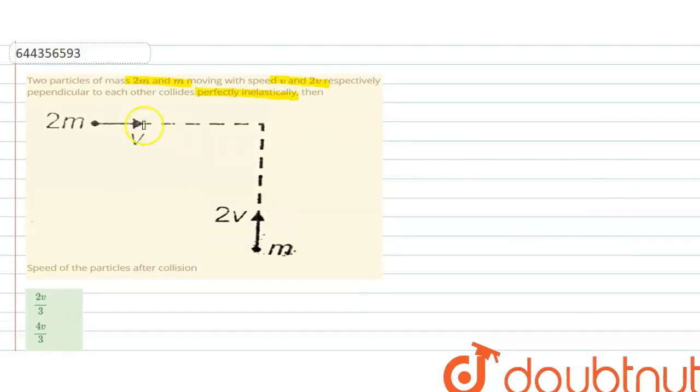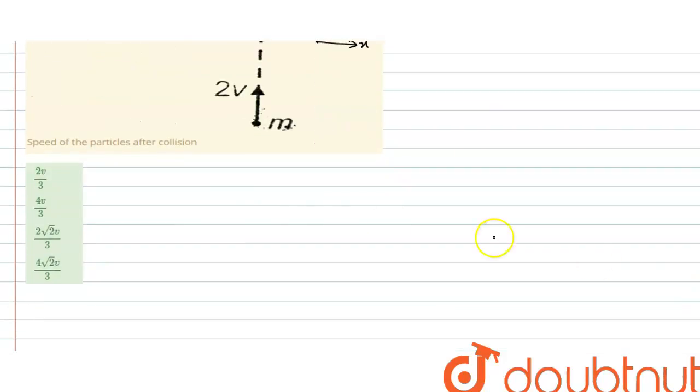Okay, so this is the case of perfectly inelastic collision. That means the particles will stick together after collision. So let's say this is the x-axis and vertical is the y-axis. According to conservation of linear momentum, for any type of collision, the linear momentum of the particles remains conserved.